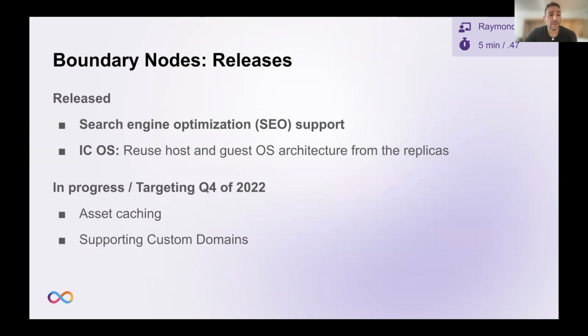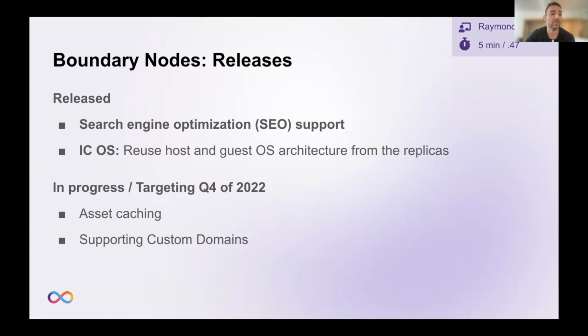So over the past few weeks, we've released some new features. SEO has already been talked about, and Or will talk about it right after this. We've also made a significant effort moving the boundary nodes to the same platform as the replica nodes. So we're now building the boundary node images the same way that we build the replica node images. And this allows us to take advantage of the same tooling and the same best practices. And it will also allow us to move towards community managed boundary nodes and more decentralization.